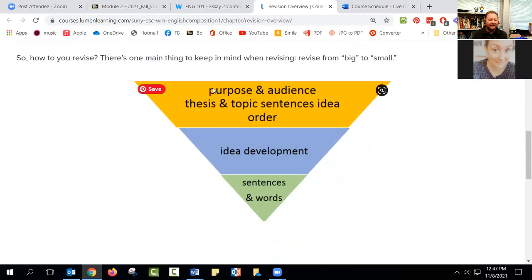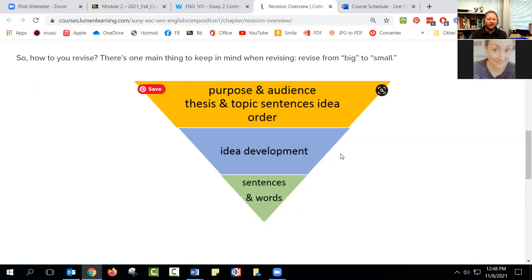And so I like this image because it's a really good way to think of what I was just saying. So you think about the big stuff to the middle stuff to the small stuff, right? The purpose, the audience, the thesis, the topic sentences, and the organization. These are the most important parts. That's why it's the biggest part of the triangle, right?